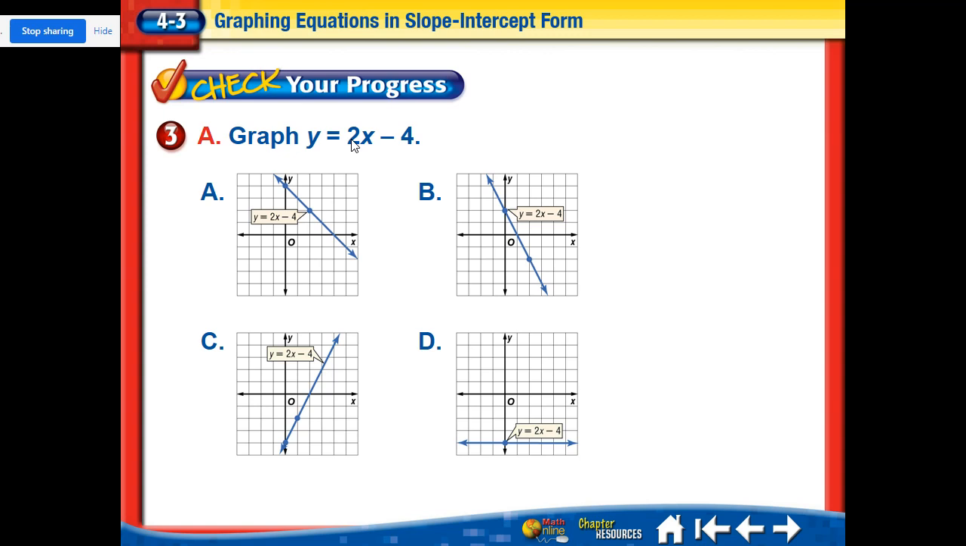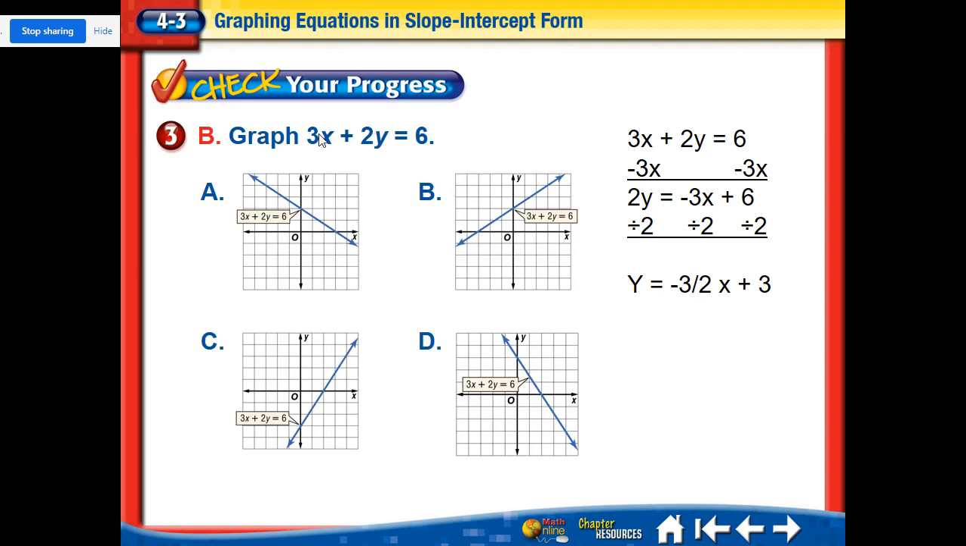And then the slope is 2. Now remember, we want to write 2 as a fraction. So it's 2 over 1. So I've got to go up 2 and over 1. Over here, up 2. This one doesn't go up at all. It just stays. So our answer is C.